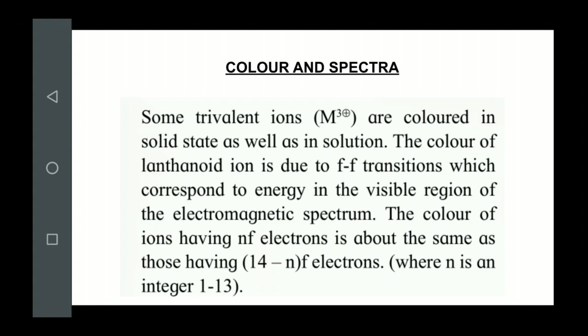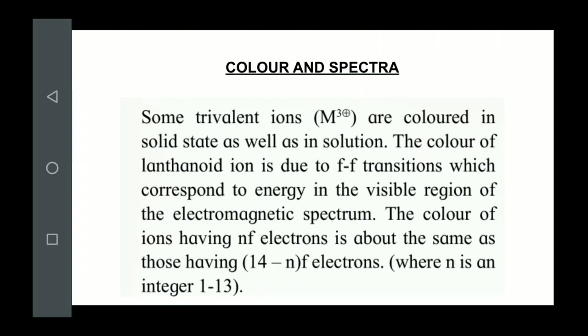of electromagnetic spectrum. That is, our visible light contains enough energy which can be absorbed by these electrons which are present in f orbital, and they may undergo f-f transition of electron, emitting certain radiation of particular wavelength that will be responsible for the color of that particular ion or compound. The colors of ions having nf electrons is about the same as those having 14 minus n f electrons, where n is an integer from 1 to 13.